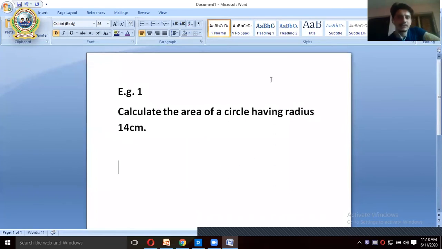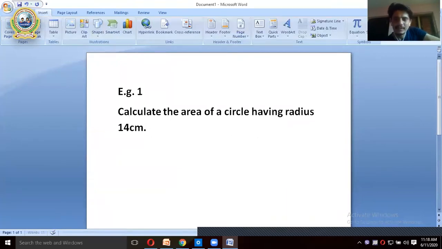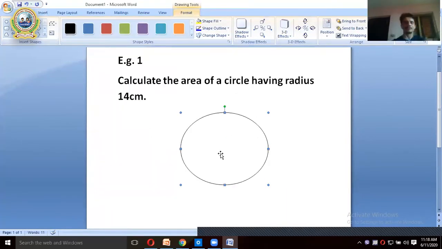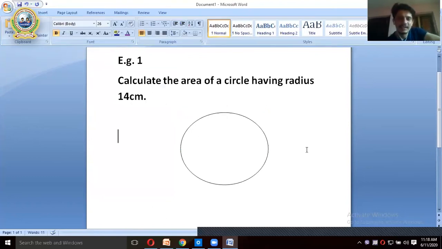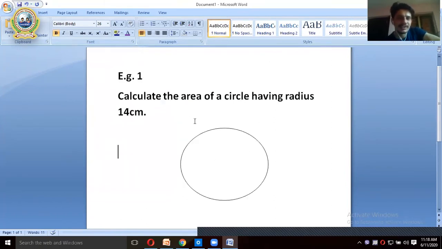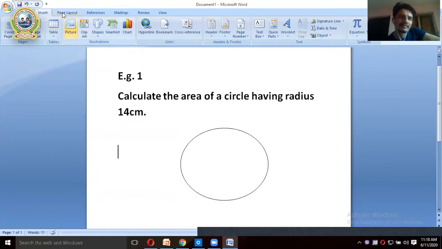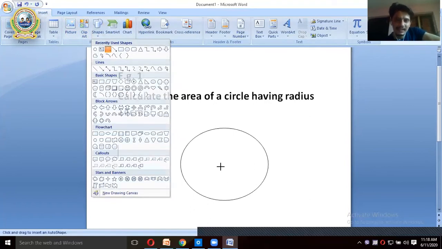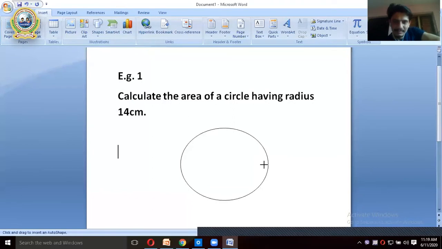So first of all, let me tell you what a circle is. Okay, this is a circle. You might have seen this figure. So this is the figure of a circle. You have to calculate the area of the circle, and you are given the radius. What is radius? Let's say this is the center of the circle.